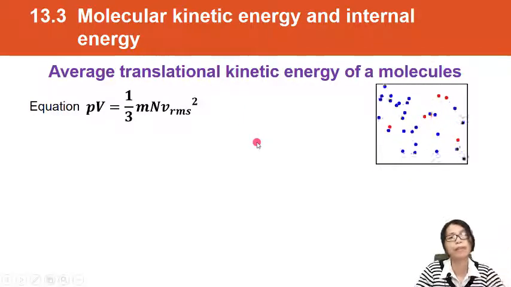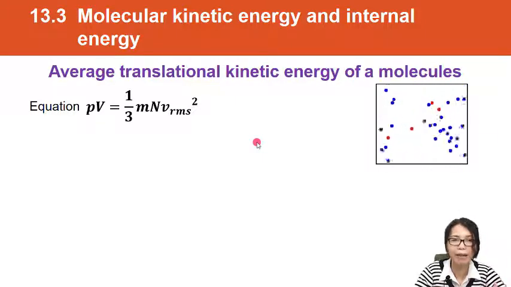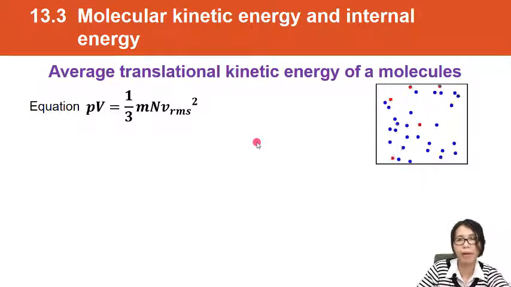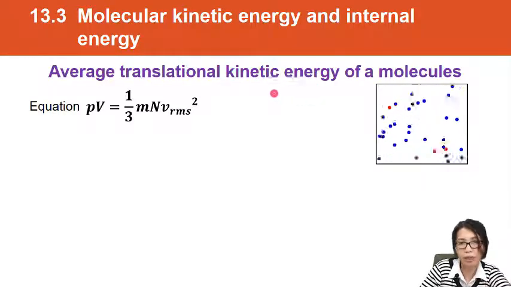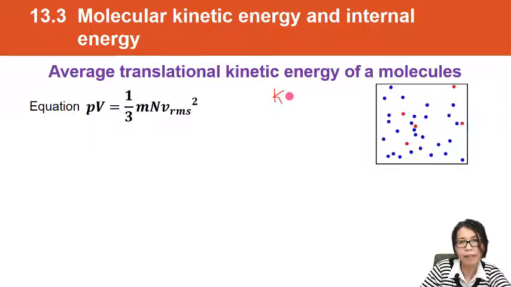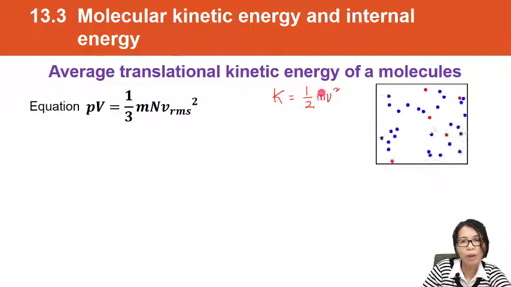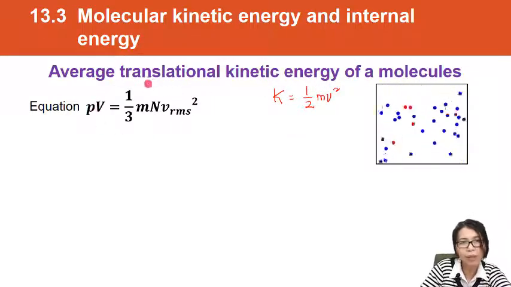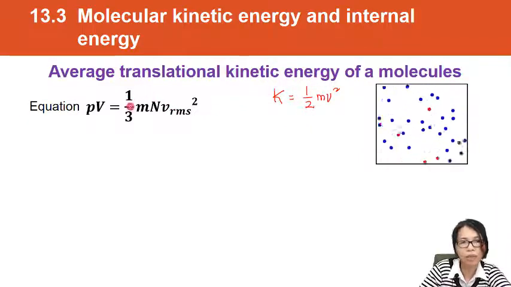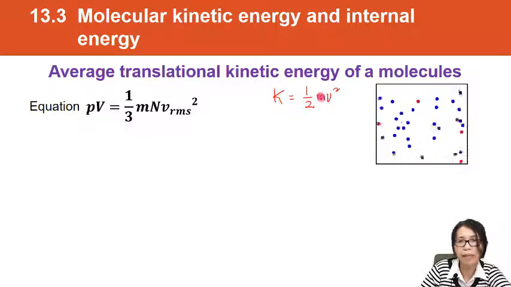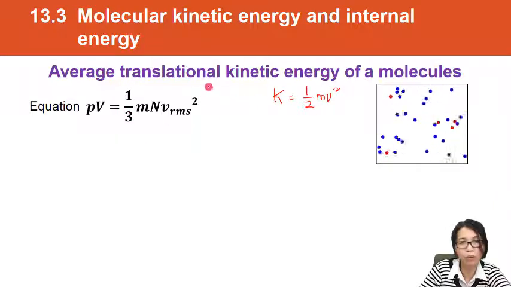So from the previous lesson, we have this equation: PV equal to 1 over 3 N m V RMS squared. Then we understood that when the gas molecules are in motion, they have kinetic energy. We know that the basic equation for kinetic energy is half mv squared. So how am I going to relate this equation with the basic equation for kinetic energy? In this equation, I have 1 over 3, but in kinetic energy, I have 1 over 2. So how am I going to transform 1 over 3 to 1 over 2?